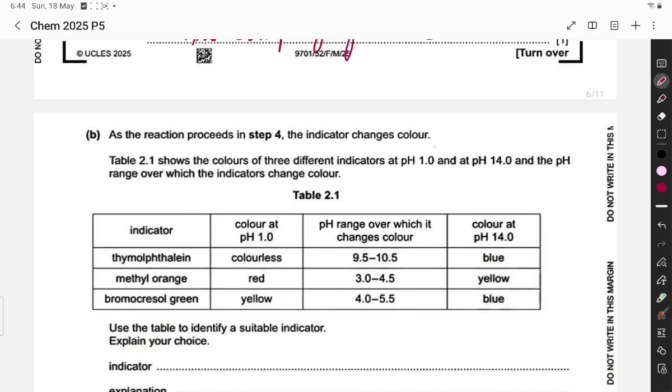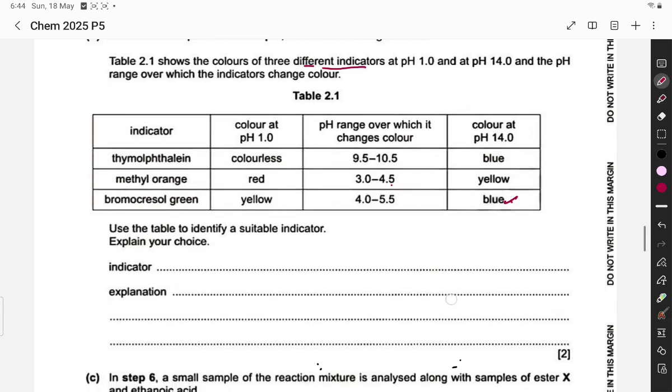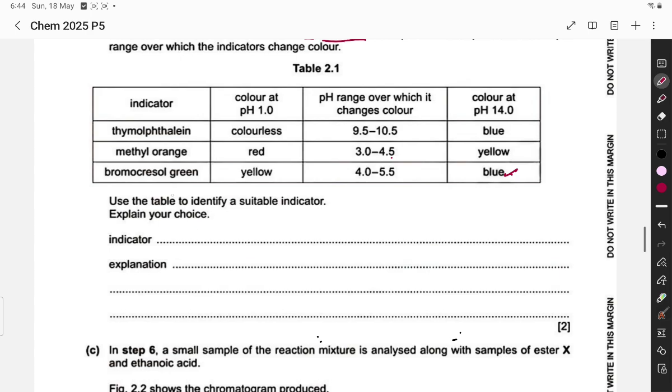As the reaction proceeds in step 4, the indicator changes color. Table 2.1 shows the color of three different indicators at pH 1 and pH 14, and the pH range over which each indicator changes color. Thymolphthalein changes at 10.5, another at 3 to 4.5, and bromocresol green at 4 to 5.5, yellow at 5.5 and blue above. The indicator we can use is thymolphthalein, because potassium hydroxide is used and it changes color at 10.5.